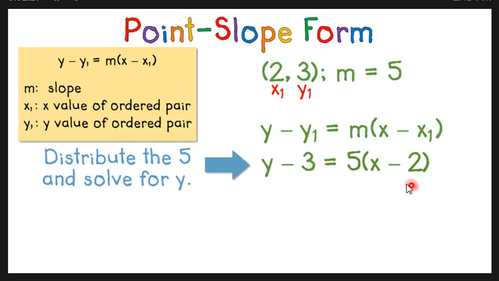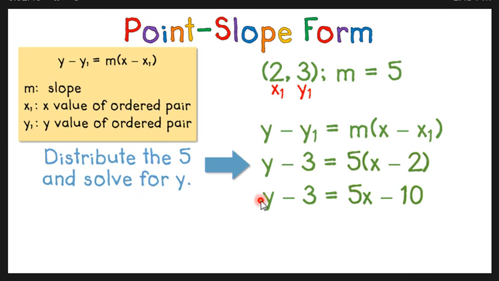So we are going to distribute the 5 to the x and to the negative 2. So we would have y minus 3 equals 5 times x is 5x, and 5 times negative 2 is negative 10. So once we have distributed the 5, then we need to solve for y.